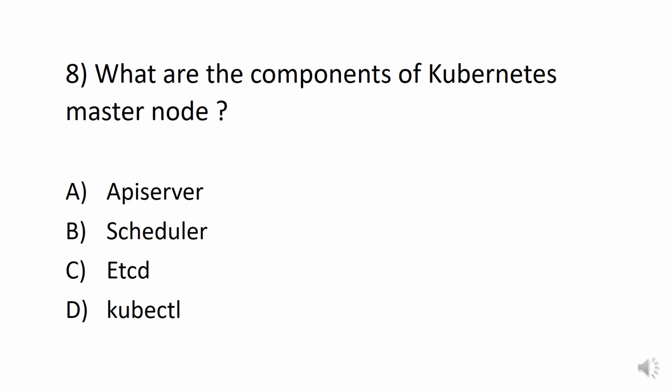What are the components of the Kubernetes master node? This question comes from K8s, that is Kubernetes, and it's asking for the components of the master node. So there are four options. API server is a component of the master node. Scheduler is a component of the master node. etcd is a component of the master node. While kubectl is not a component of the master node, it serves as the command to connect with your cluster. So it is not part of the master node, but yes, it's part of Kubernetes, which is used for connecting with your cluster, your Kubernetes services.